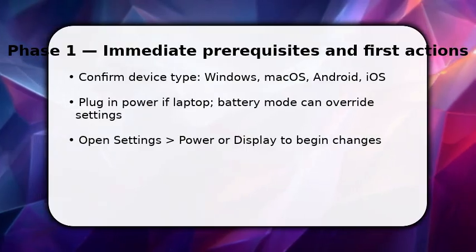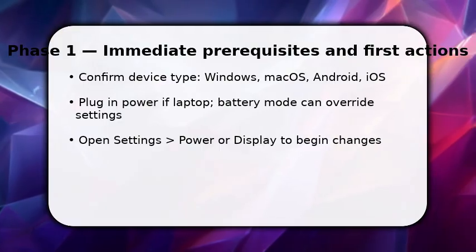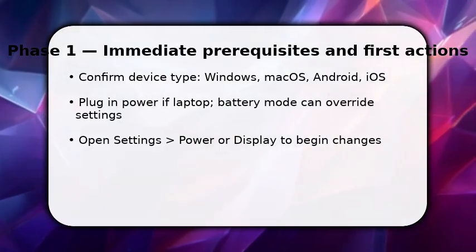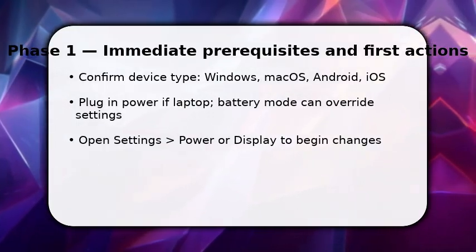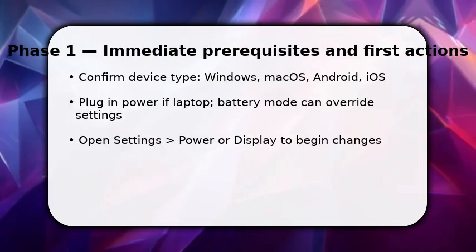You start by identifying your device and opening power controls. This matters because the steps differ slightly. On Windows, click Start then Settings. On Mac OS, open System Settings, and on mobile, go to Settings Display.